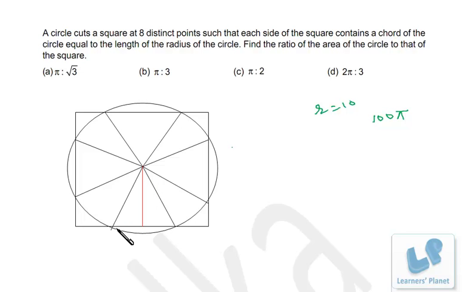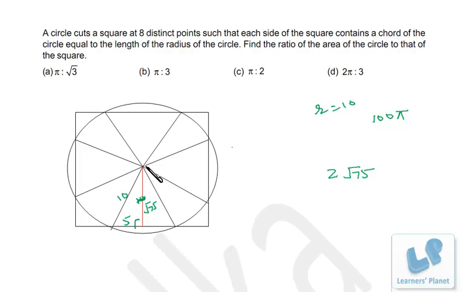Now this length is equal to 10 because that is the radius of the circle and it is already given. Now if we drop a perpendicular from the center of the circle to this chord, that will bisect this chord, right? So this is 5 and this is 10. So we can calculate this length. This length is 10 and this length is 5. So that will be like 100 minus 25, that is root 75, right? So double of this will be 2 root 75. So that will be actually side of the square, right?